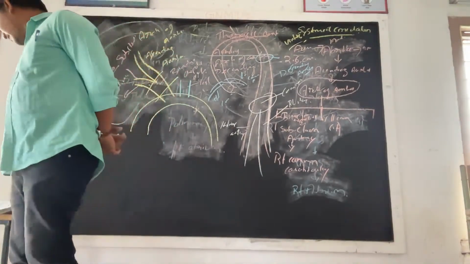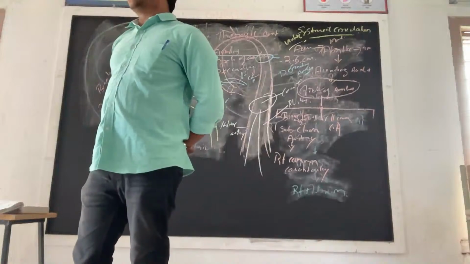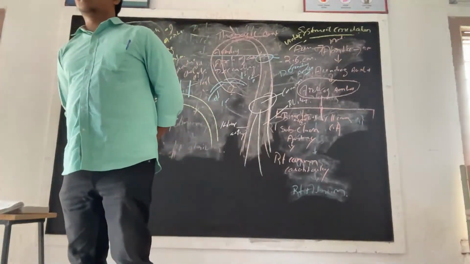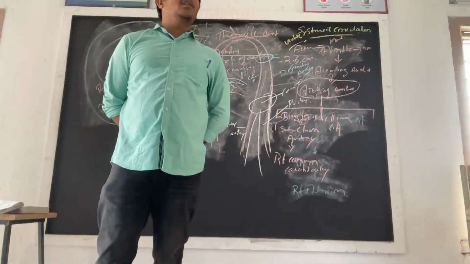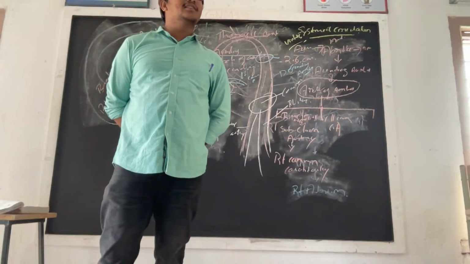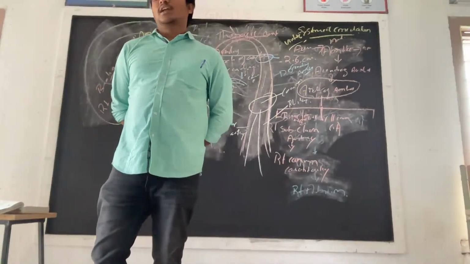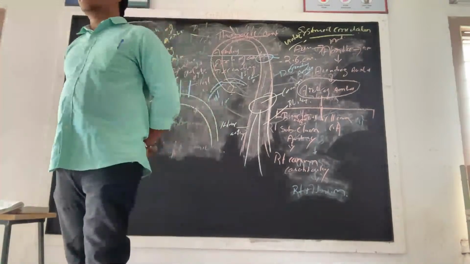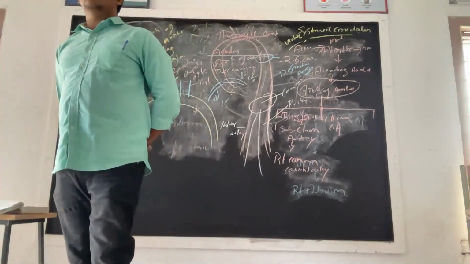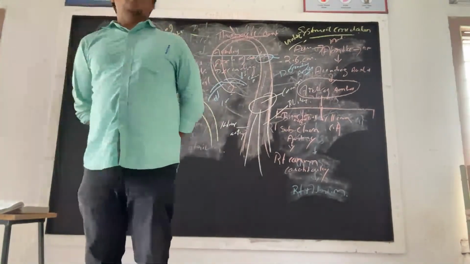So we are discussing the abdominal aorta. What is this abdominal aorta? Because it is in the abdominal region, you call it the abdominal aorta. If it is in the thoracic region, it is called the thoracic aorta.